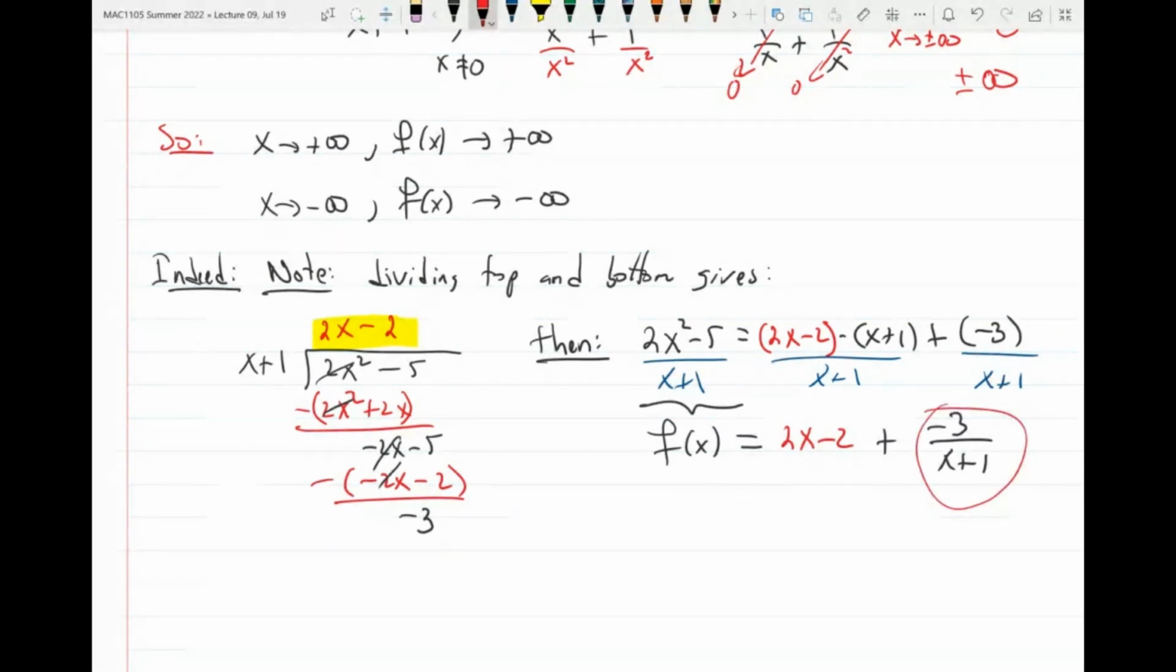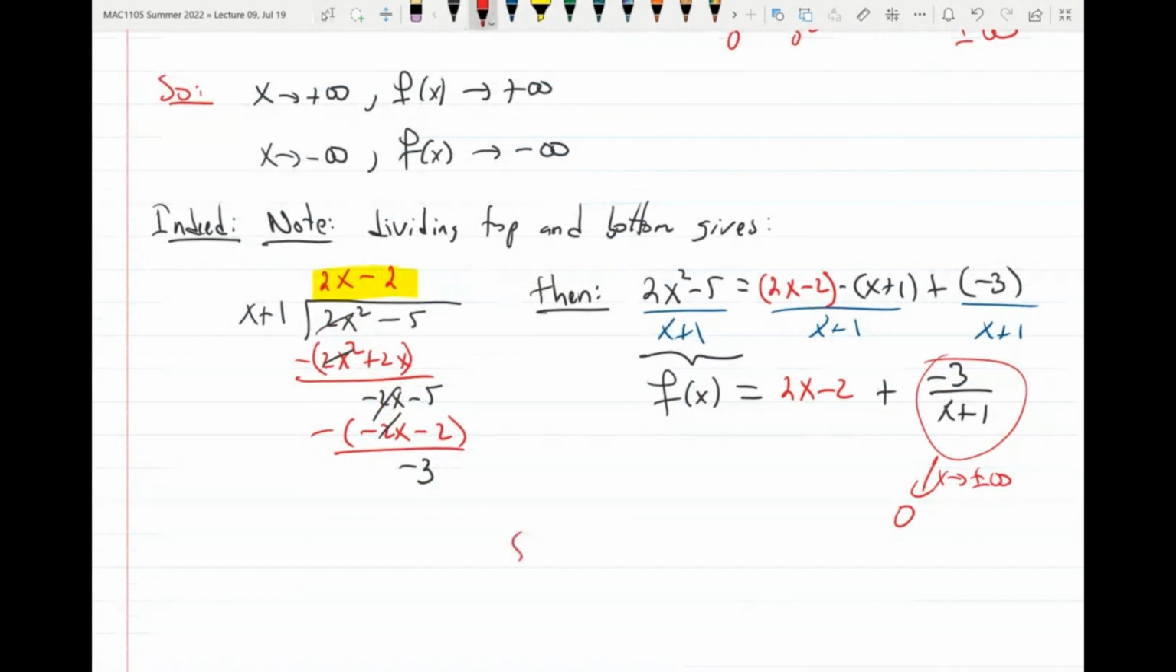So what happens to this? It's going to go to 0 because the degree of the top is less than the bottom, right? So this goes to 0 when x approaches positive or negative infinity. So the conclusion is that the function f is going to approach the line 2x minus 2. When x is very big, our function will look like this line.